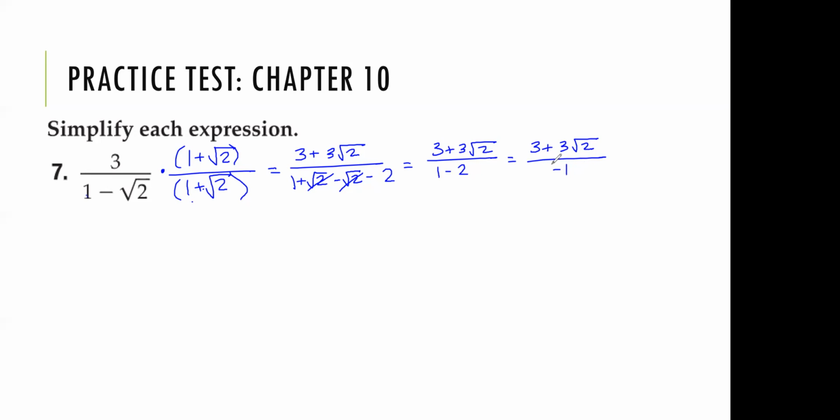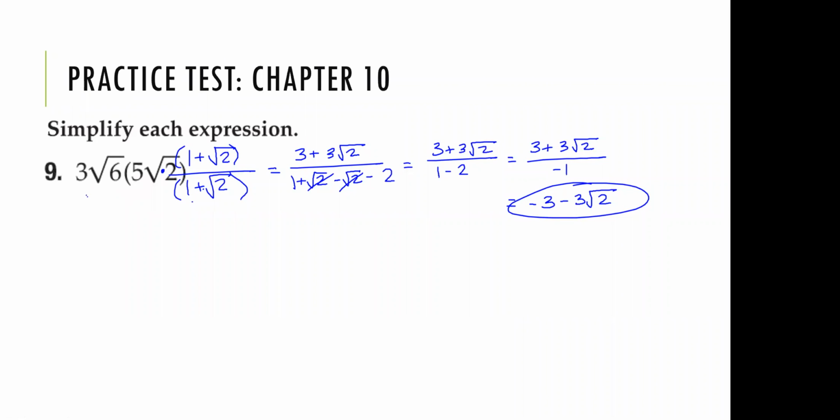Okay, so I'm dividing by a negative, so I end up with -3 minus 3 times the square root of 2. Okay, I have to divide each term by -1.